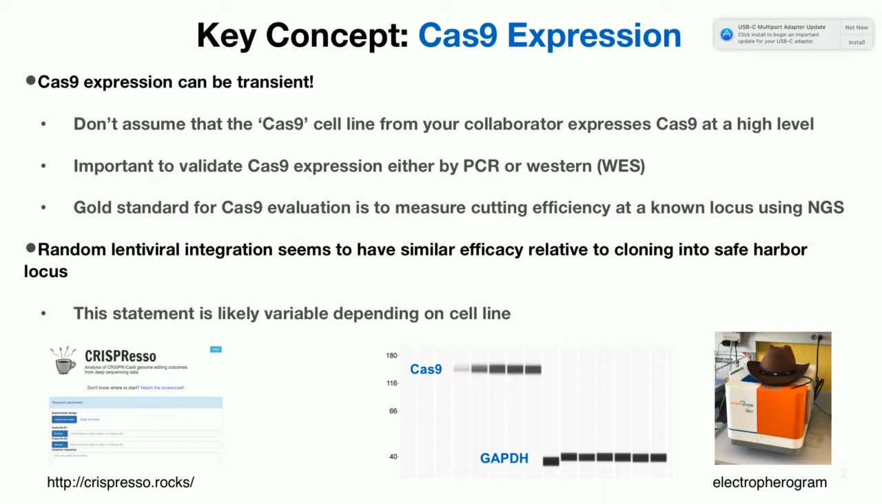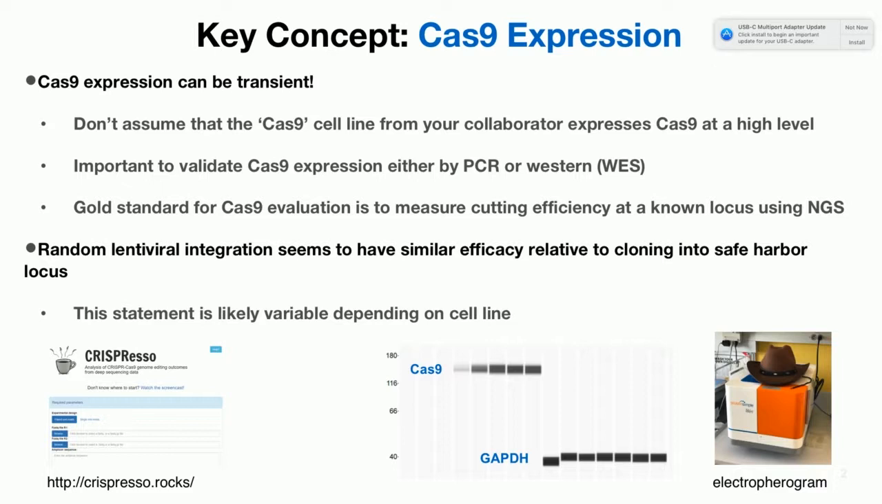You could do it by qPCR. We like to use a Western, and we actually use an electropherogram, which is similar to a Western. It's a proteomic-based approach, but it's a little bit faster. The gold standard really would be to actually do a next-generation sequencing experiment where you PCR up the target of your guide, and you can count all the reads and identify how many have been cut. We're using a protocol that's adapted from the Mali Lab's protocol to do that, and you can use this software called CRISPR, which is free and on the web, to analyze that data once you have it.